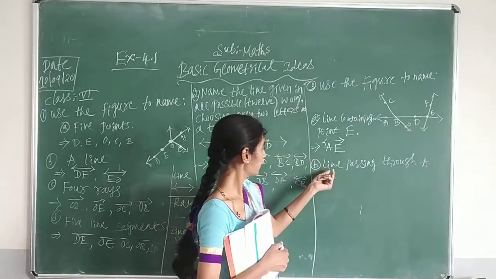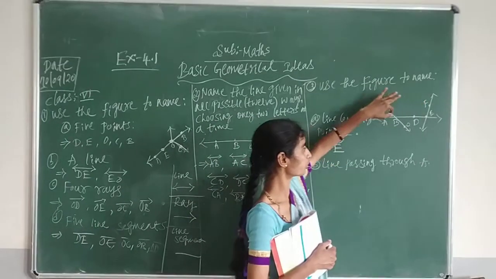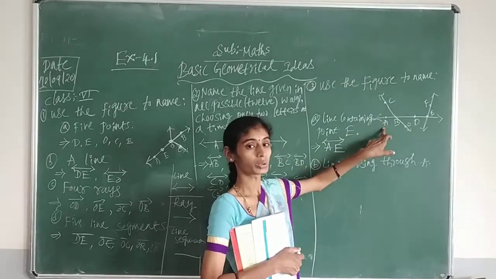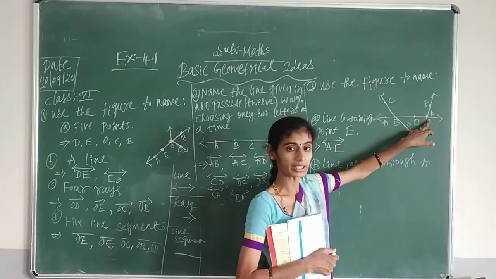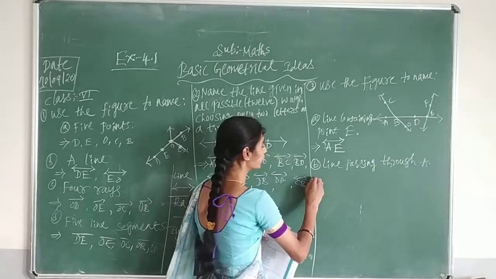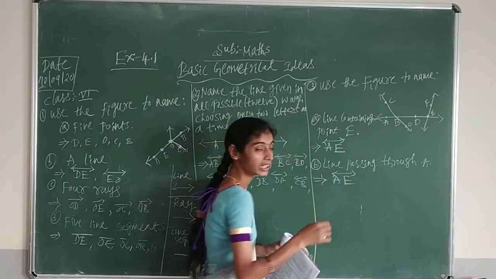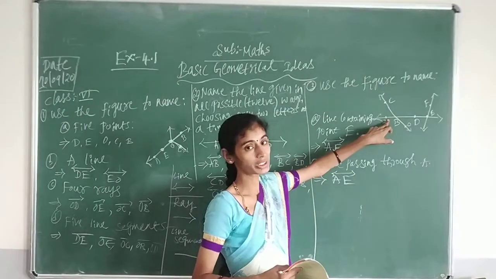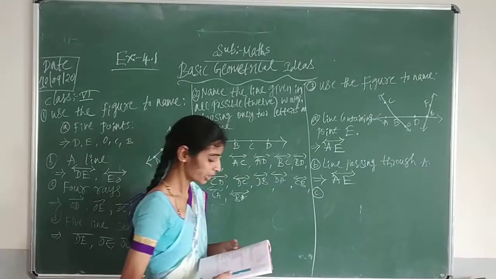And you have to see which line is passing through A. That line you should write. From this figure you can see from point A to E is one line. So your answer will be line AE is passing through the point A. Okay. Now again this C question.